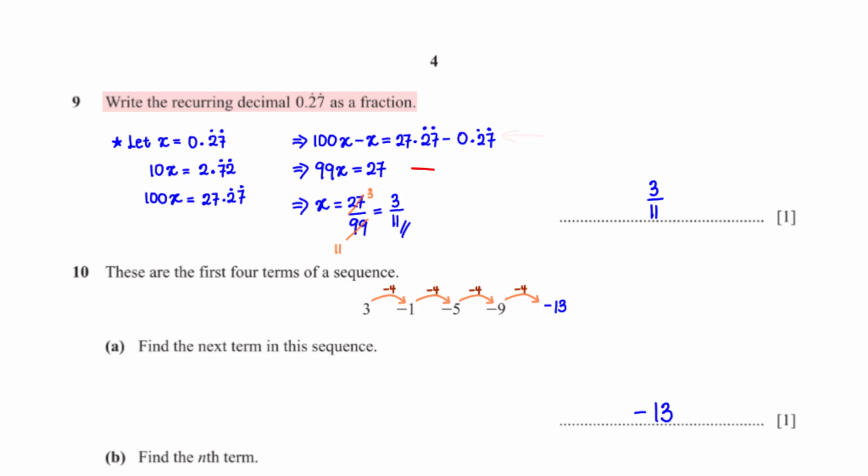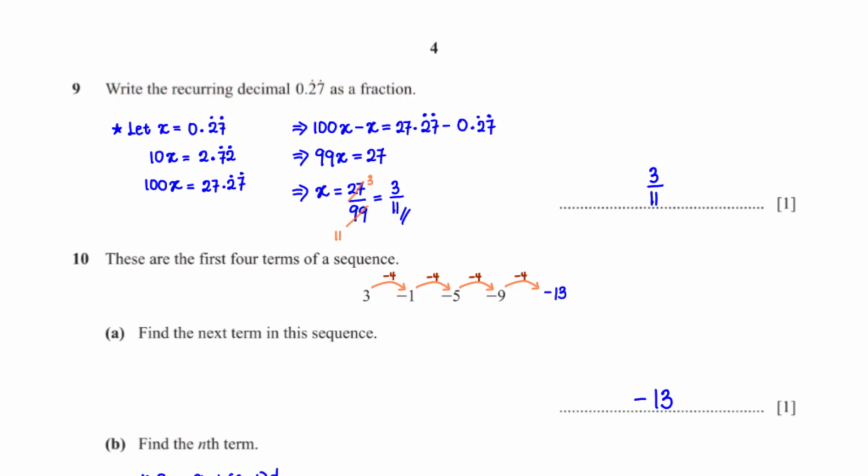100x minus x is 99x, and 27.27 minus 0.27 is 27. When we divide both sides by 99, we get x equals 27 over 99. 9 goes into 27 3 times, and 9 goes into 99 11 times. And so our final answer is 3 over 11.